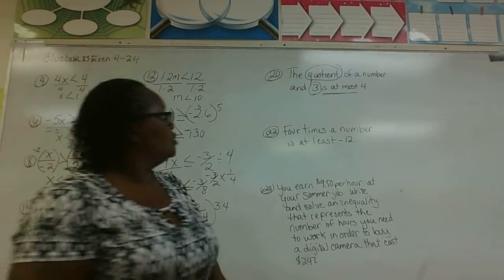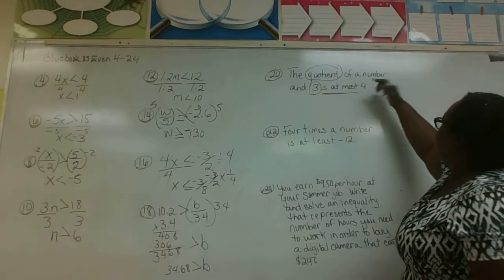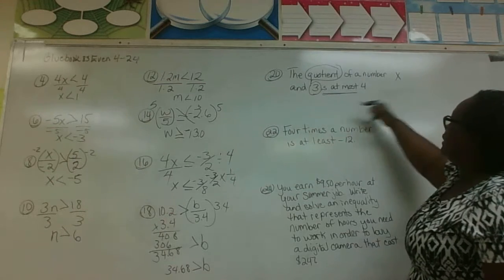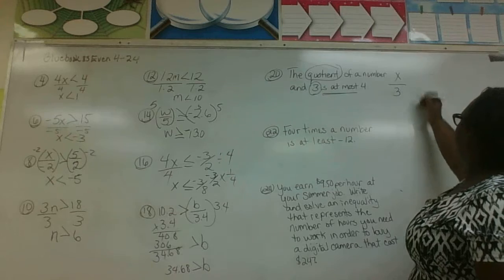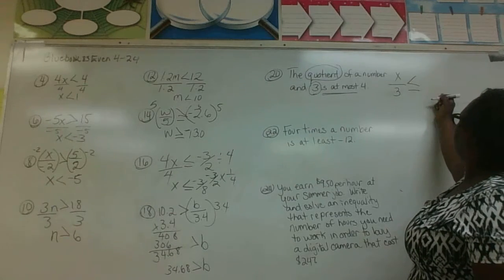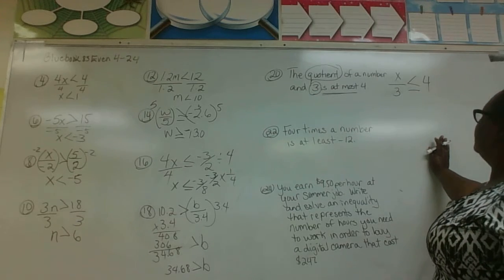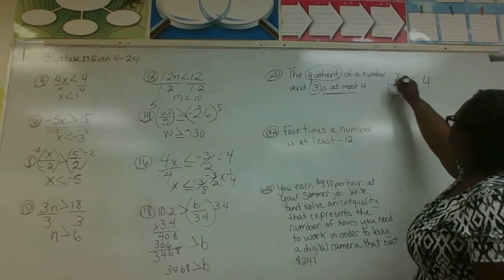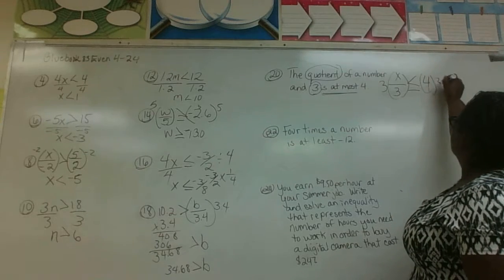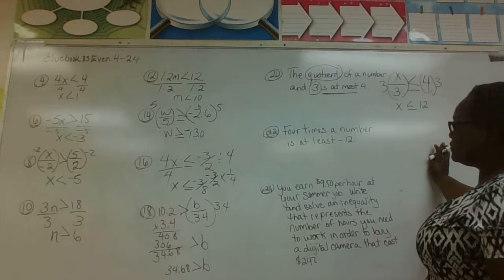So it says the quotient, which is a division problem, the quotient of a number x and 3, okay, is at most 4. And that's your problem, okay? And then therefore you solve. Instead of dividing by 3, you're going to multiply both sides by 3, and so x will be less than or equal to 12, okay?